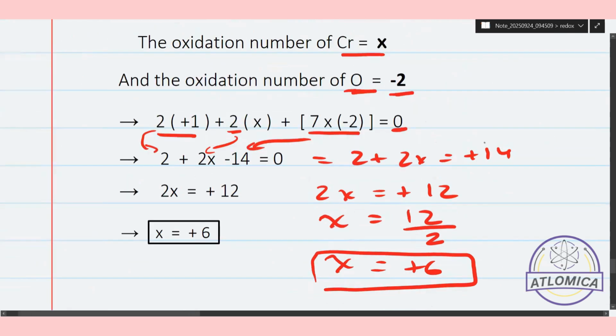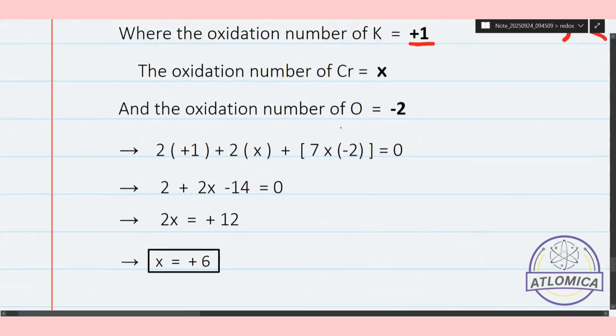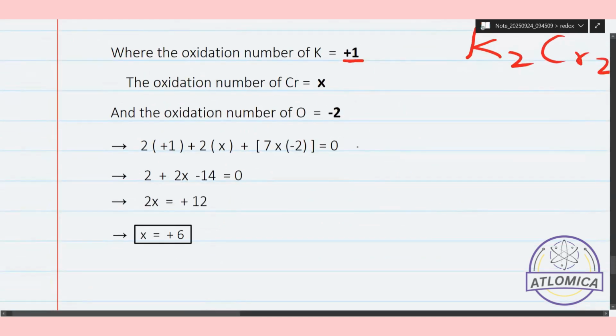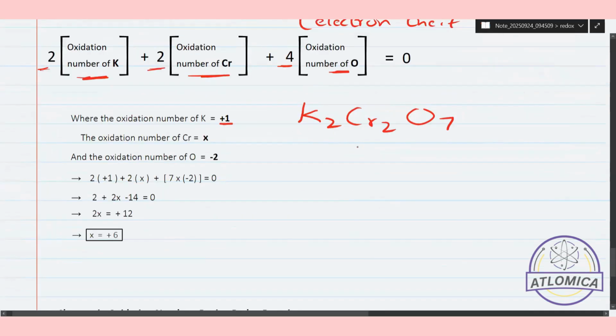I'll give you a minute to absorb all that. So this is how you would find out the oxidation numbers of elements. In this video, I explained what oxidation numbers are, what the three rules to determine the oxidation numbers are, and how you would find out the oxidation numbers in a molecular compound. So thanks for watching this video.